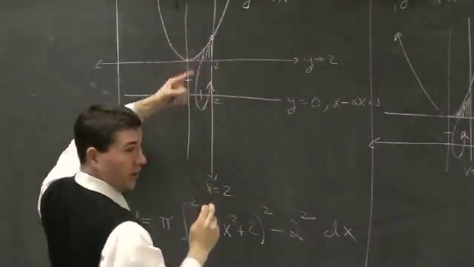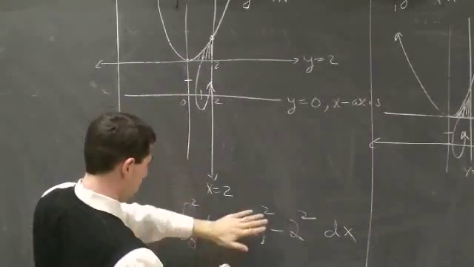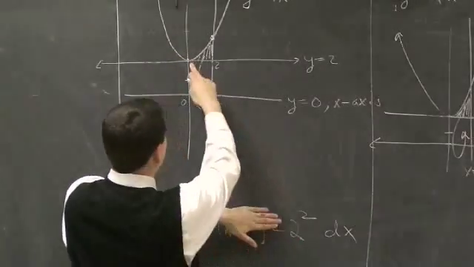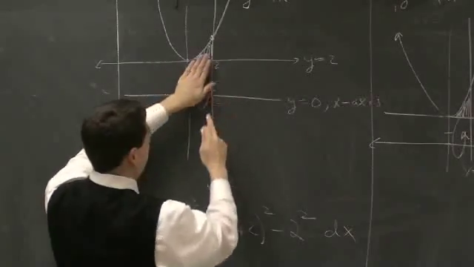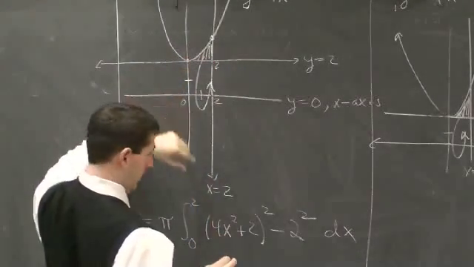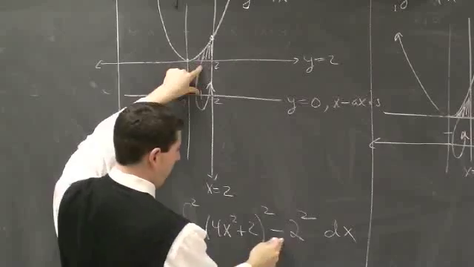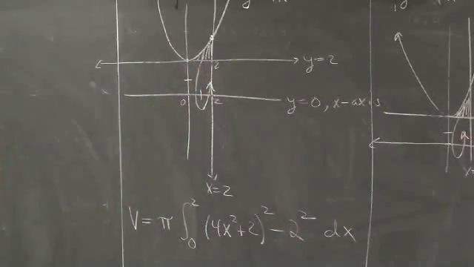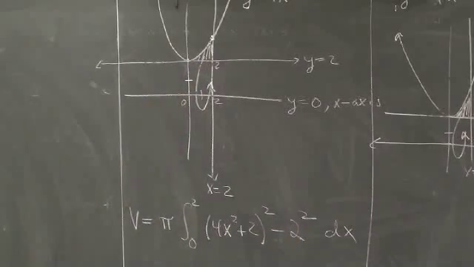Because what you're really doing, if you didn't have this, you'd be computing this whole region down to the x-axis rotated around. And if you didn't have this, you'd be computing everything below y equals 2 to the x-axis rotated around. And so since you don't want this area, you subtract it out. Okay? That was the thinking behind this formula.